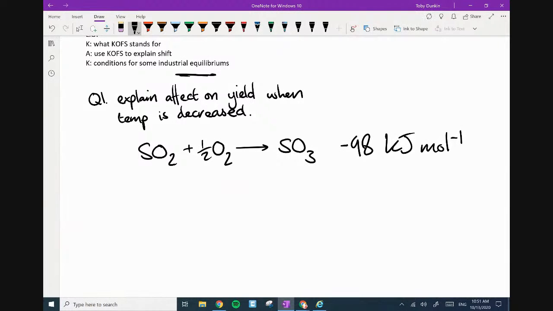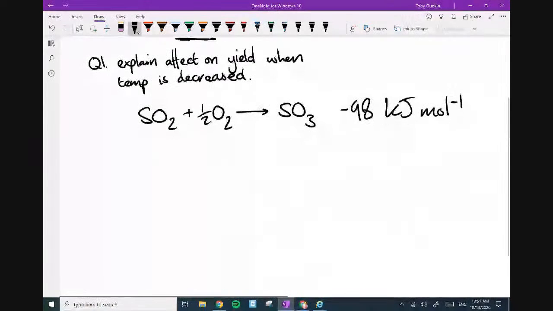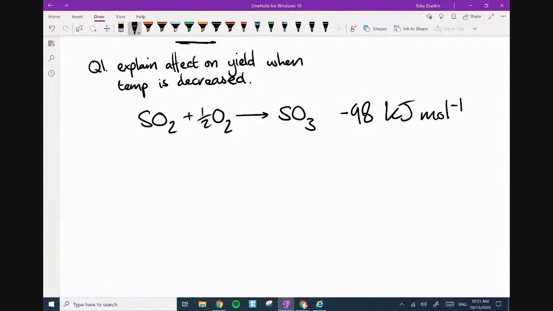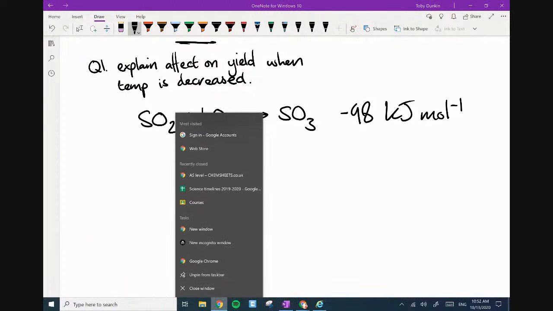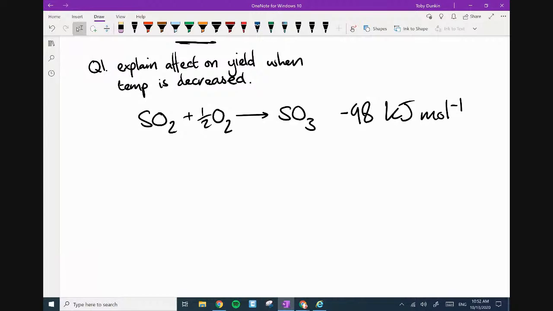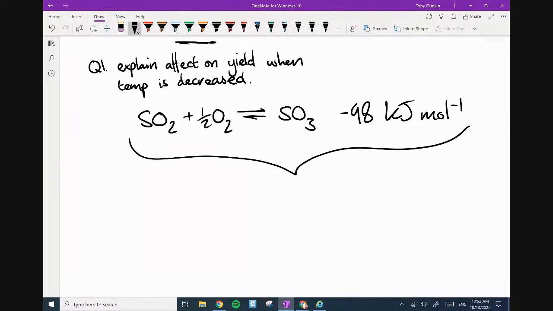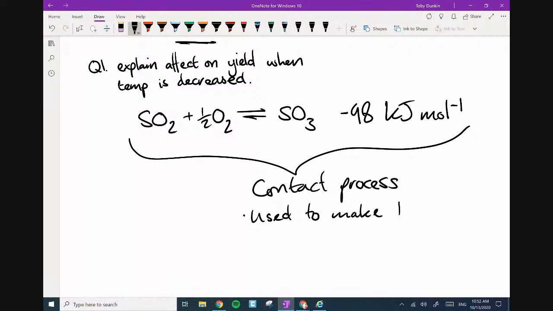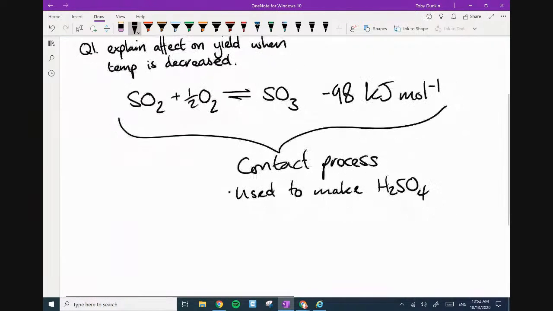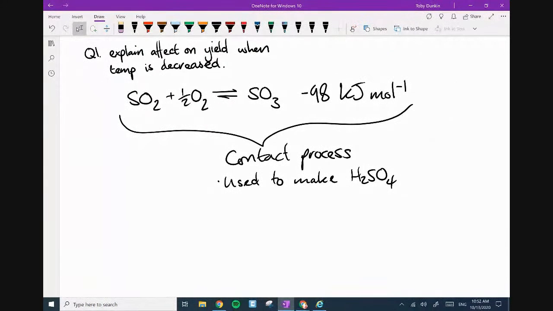And the first thing we're going to do is run KOFS. Yeah, KOFSy if you like. So the first step, now I'm just going to run this one for you guys. Then I'm going to give you another temperature one to have a go at. And we'll add on all the extra bits of details. This is actually part of industry as well. This particular equation is used in industry. Oh, by the way, it is in equilibrium, I do apologize. This is the contact process, which is used to make sulfuric acid, H2SO4. I'll give you that in its entirety if you like, but this is the bit that we need.